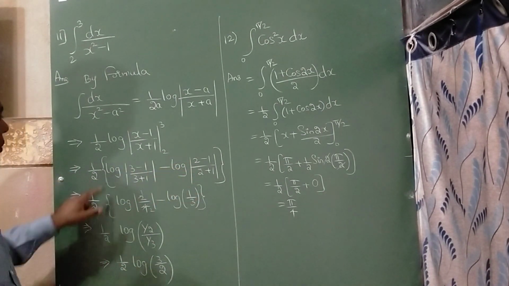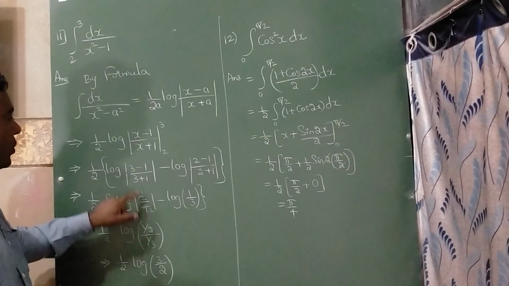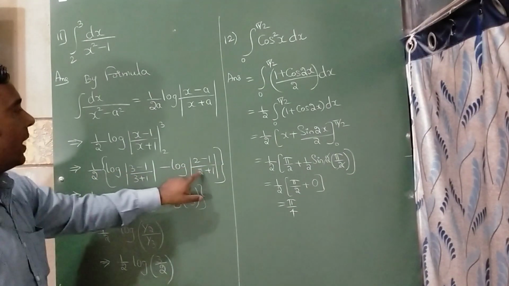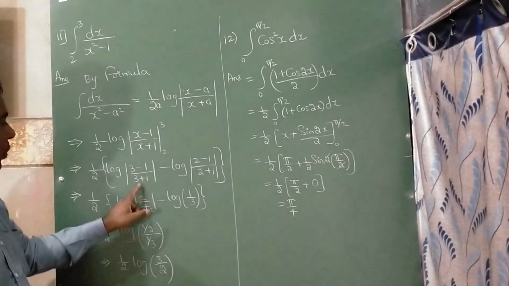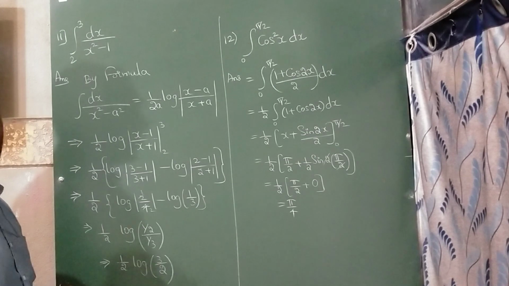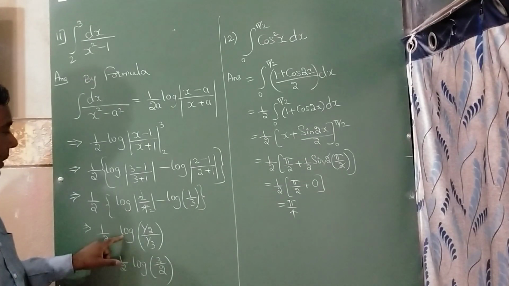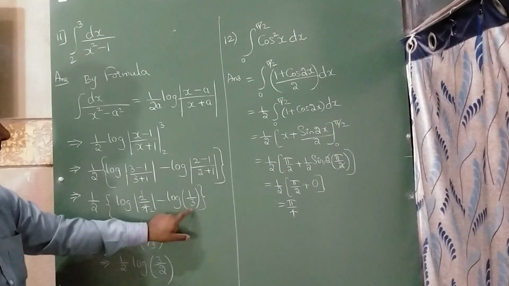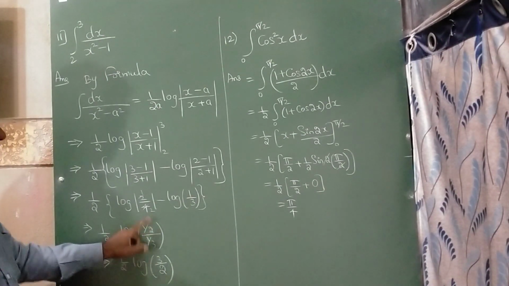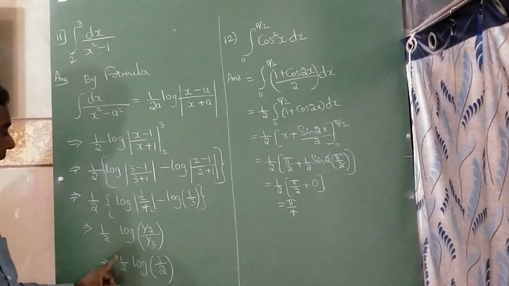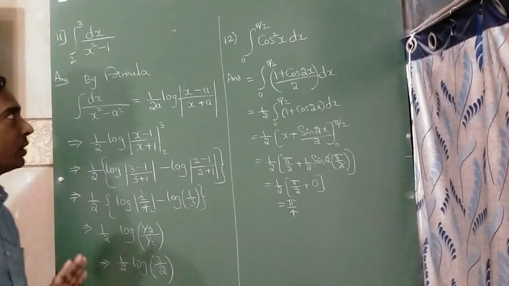So 1 upon 2 log 3 minus 1 is 2, 3 plus 1 is 4, minus 2 minus 1 is 1 and 2 plus 1 is 3. 2 ones are 2, 2 2s are 4. As you know that log m minus log n is log m by n. So I can write 1 upon 2 log 1 upon 2 divided by 1 upon 3. Fine. So this 3 goes in the numerator part and 2 comes in the denominator part. So the final answer is 1 upon 2 log 3 upon 2.